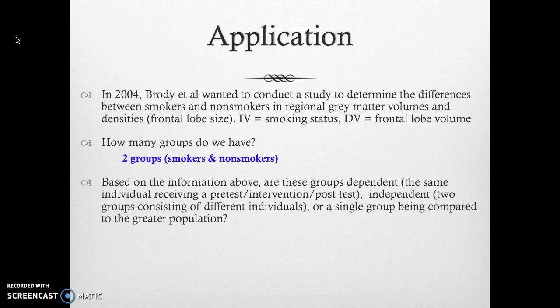So what do you think? You probably guessed it. In this example, we have two groups of different individuals. So we have one group of smokers and one group of non-smokers. Two distinct different groups composed of different individuals.